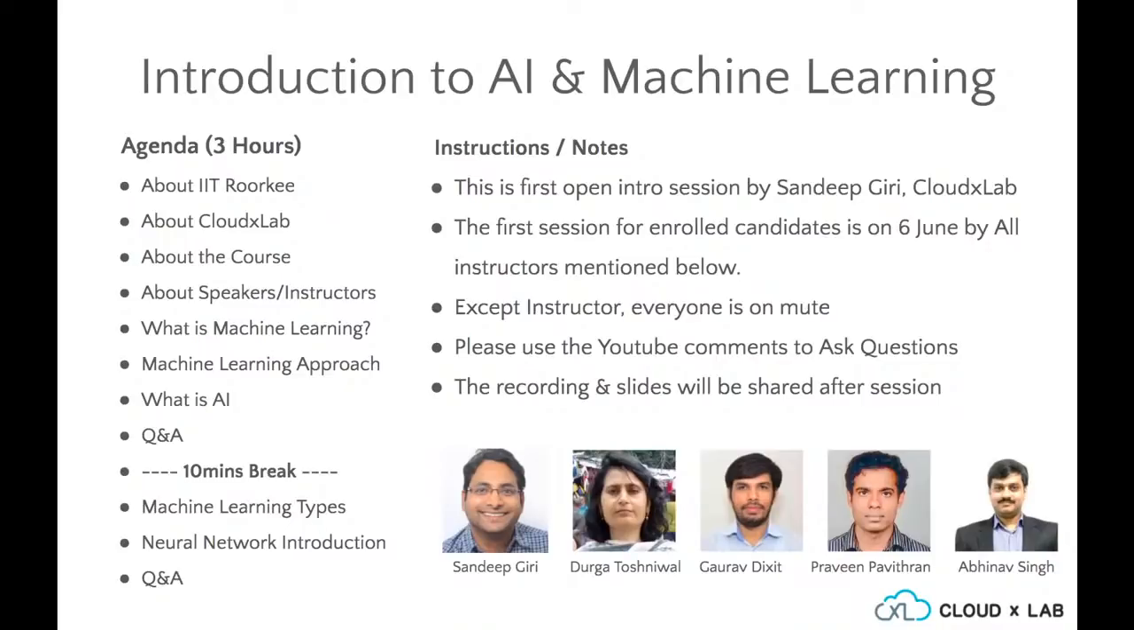I'm from CloudX Lab. The first session for the enrolled candidates is on 6th June, which will be delivered by all of the 5 instructors mentioned below. While today's session is open to all, the next session, on 6th June, though the subject is going to be similar, will be delivered by those 5 instructors. Today's session will be delivered by only myself. And in the next session, we will have Zoom instead of YouTube Live, and only enrolled candidates will be joining.